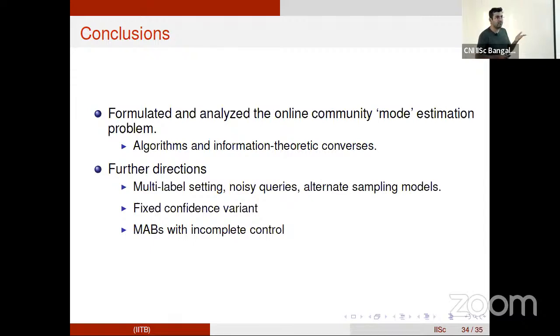Just the setting itself, one can look at cases where you have noisy observations. You don't always get to see exactly which community you were observed from. There is some noise there, or alternate sampling models. We looked at a fixed budget variant, where you fix the number of samples and ask what the probability of error is. There is also a fixed confidence variant where you first decide what your target probability of error is, and then you keep going and at some point decide to stop.